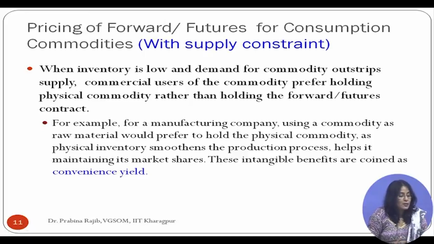Suppose a manufacturer is using a commodity as a raw material. It would prefer to hold the physical commodity as physical inventory, which smoothens the production process and helps it to maintain its market share. These intangible benefits are coined as convenience yield. So the party who is holding the underlying asset itself is getting certain benefits, and that benefit results in the forward price or futures price being lesser than the spot price.